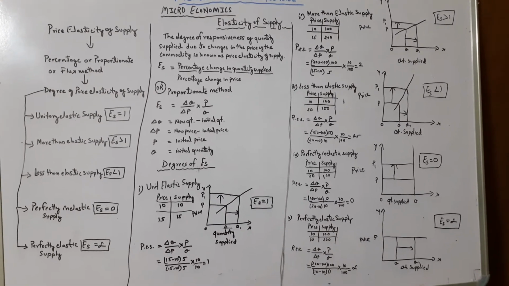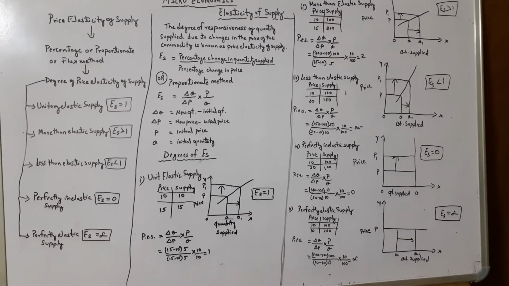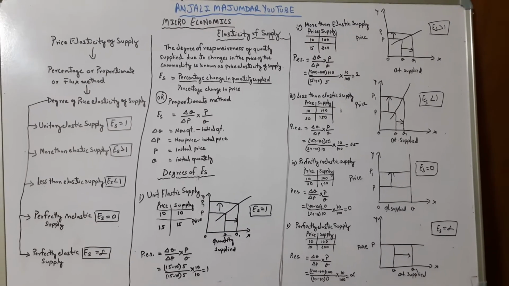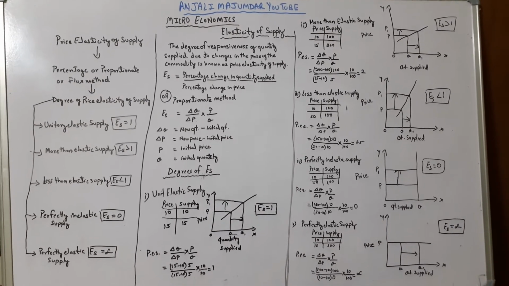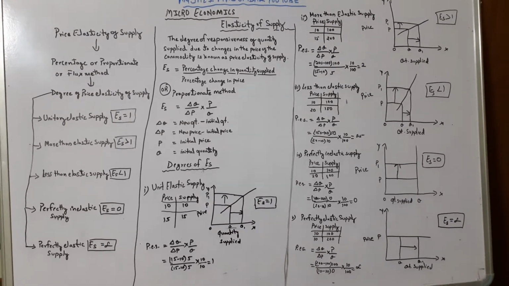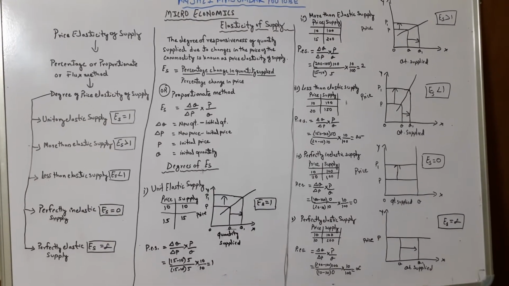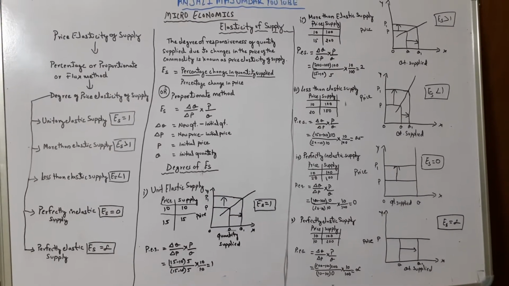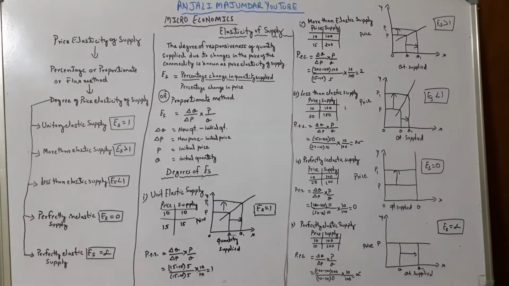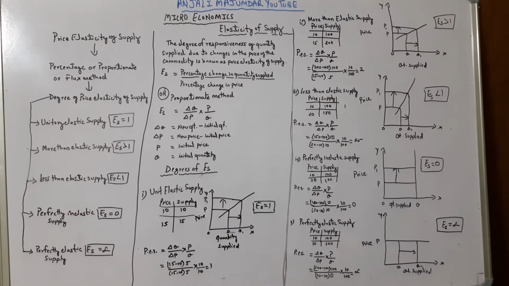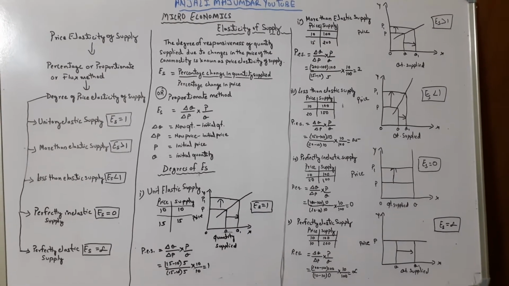So if I apply the formula delta Q upon delta P into P upon Q, the formula goes like this. Here the new quantity is 15 minus initial quantity, which is 10, that gives you 5, upon delta P, where new price is 15 minus original or initial price, which is 10, that gives you 5, multiplied with original price, which is 10, divided by original quantity, which is 10. So after cancelling you will get the value 1.